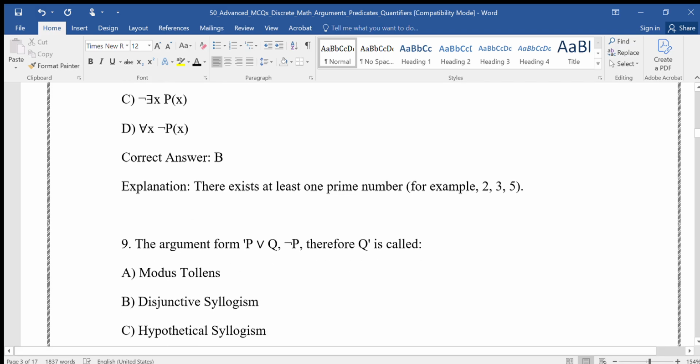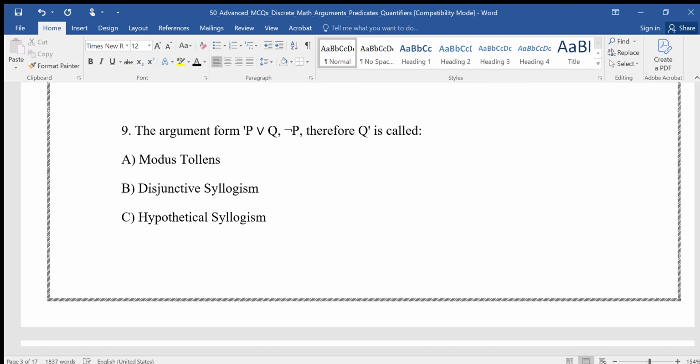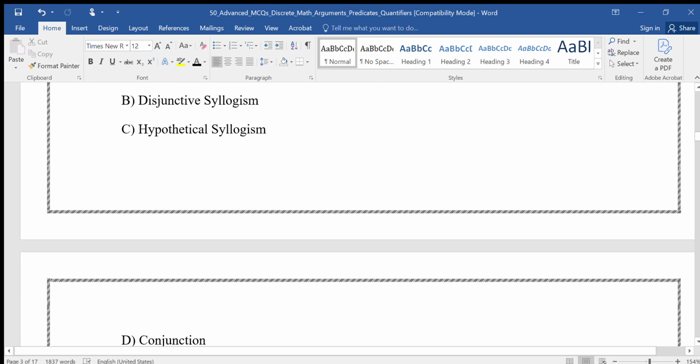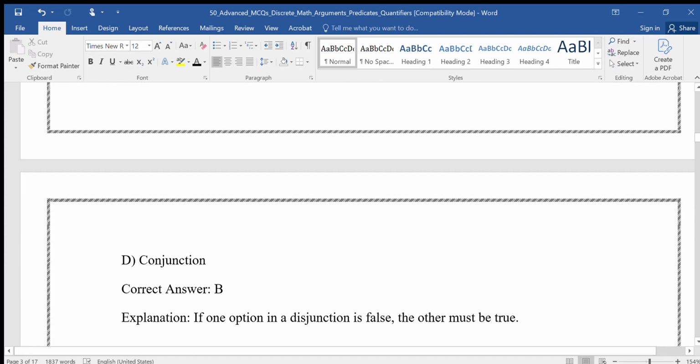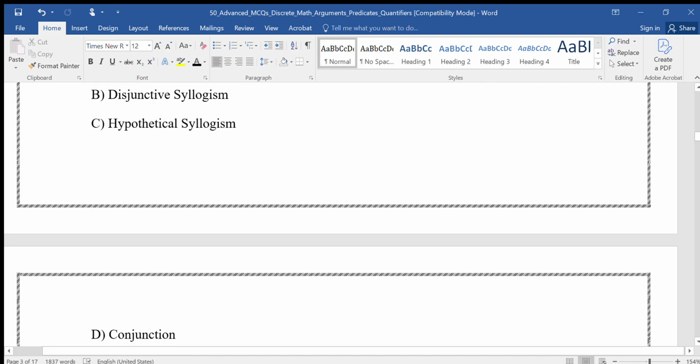MCQ 9. In the argument form P or Q, negation P, therefore Q, it is called modus tollens, disjunctive syllogism, hypothetical syllogism, or conjunction. The correct option is B: P or Q, negation P, therefore Q is called disjunctive syllogism.